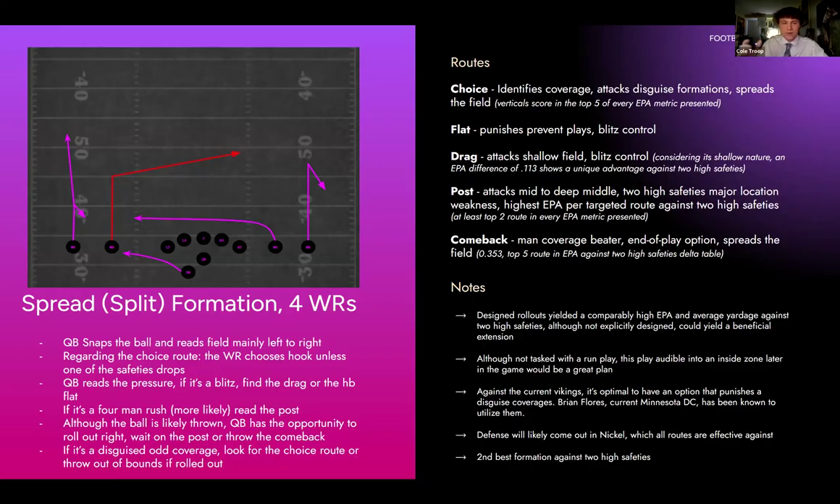Yeah, and then just some notes that I didn't touch on in the play design. Second best formation against two-high safeties from earlier data. The defense will likely come out in nickel, and all of these are tested and good against nickel. And as John said, we are expecting at least some disguised formation in a game. Even though it's not common, we are ready for it, but our play doesn't rely on it.